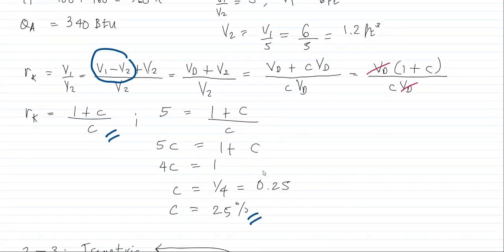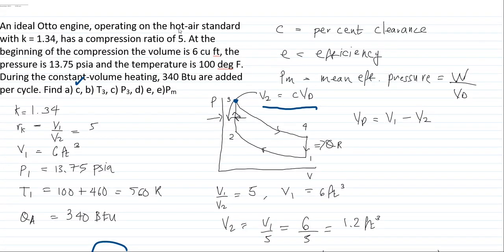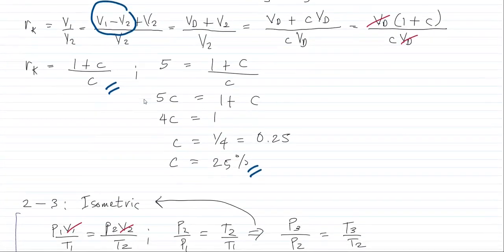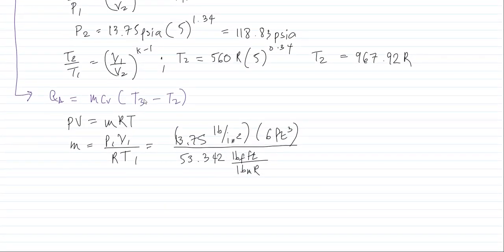Okay, so how do we know that this is air? It says here hot air standard, okay, with K equal to 1.34. So the gas constant will remain the same, but the K, instead of 1.4, is now 1.34. And then T1 is 560 Rankine.